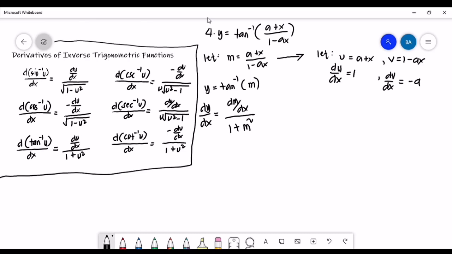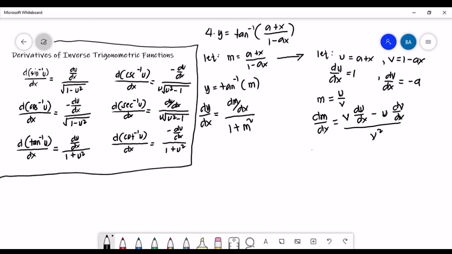So if we are going to rewrite our equation, we could write m equals u over v, and if we derive dm with respect to dx, this is already what we are looking for. This is our answer: dm/dx is equal to v times the derivative of u with respect to x, minus u times the derivative of v with respect to x, over the square of v.